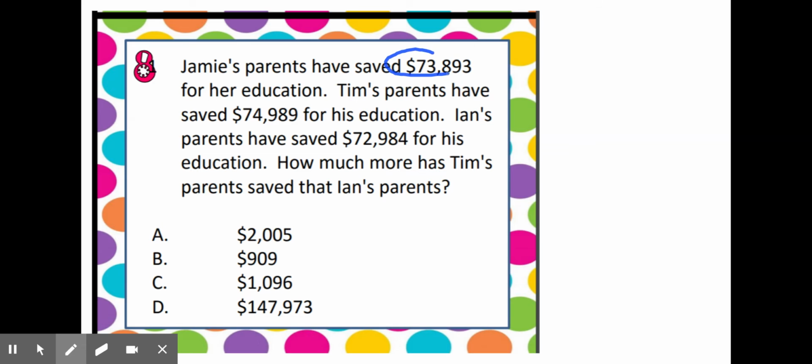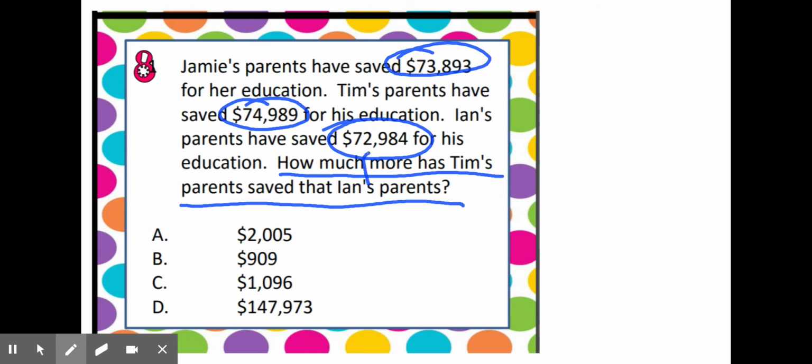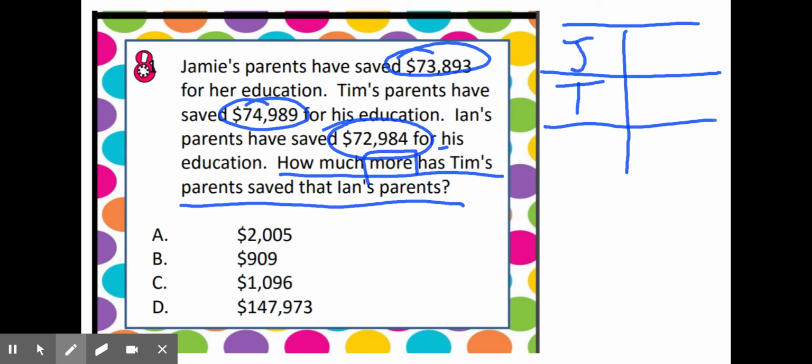Jamie's parents have saved $73,893 for her education. Tim's parents have saved $74,989 for his education. And Ian's parents have saved $72,984 for his education. How much more have Tim's parents saved than Ian's? Well, more in the question means minus. Now, it did not say someone was more or less than someone, but I'm still going to make a T-chart because I have 3 kids and I want to make sure I keep their amounts straight.